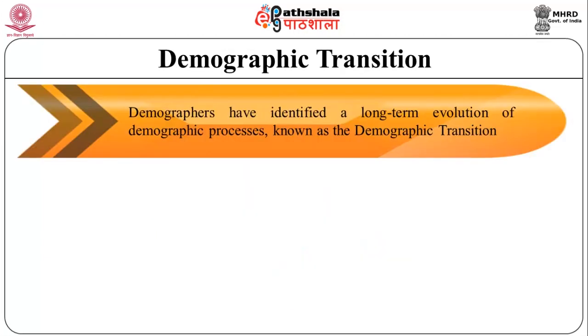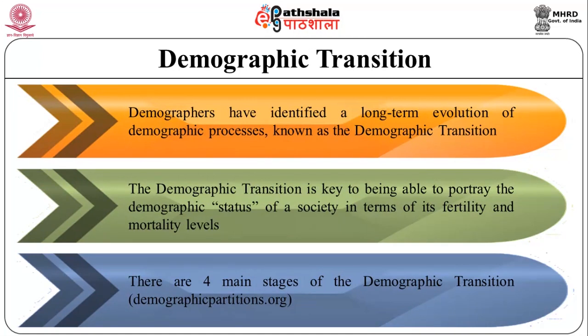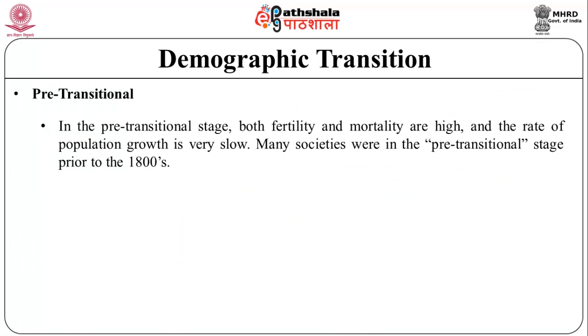Now we'll talk about assessing stages of demographic transition. Demographers have identified a long-term evolution of demographic processes known as the demographic transition. The demographic transition is key to being able to portray the demographic status of a society in terms of its fertility and mortality levels. There are 4 main stages of the demographic transition. 1. Pre-transitional. In the pre-transitional stage, both fertility and mortality are high and the rate of population growth is very slow. Many societies were in the pre-transitional stage prior to the 1800s.